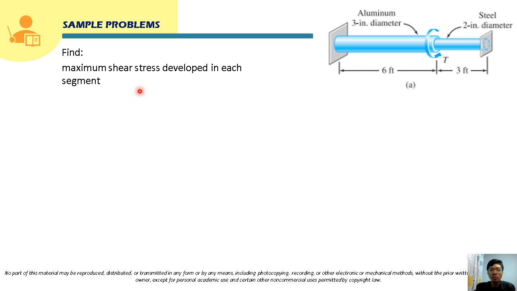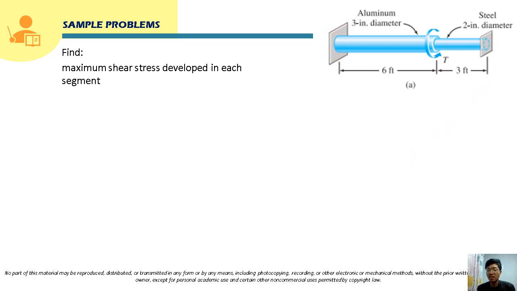Okay, so for this problem, class, we are going to solve the maximum shear stress developed in each segment. So that will be the aluminum segment and the steel segment. But before we solve for that shear stress, we have to solve first for the torques here. Take note, class, that this composite rod is fixed supported at both ends. So this is fixed supported here and fixed supported here.